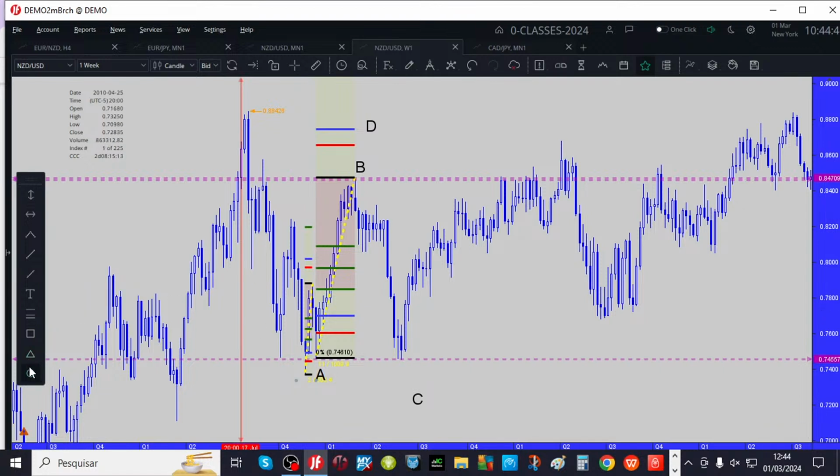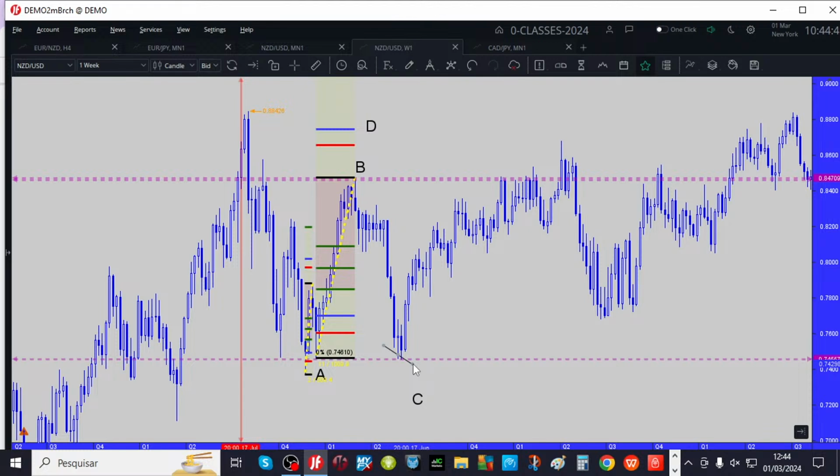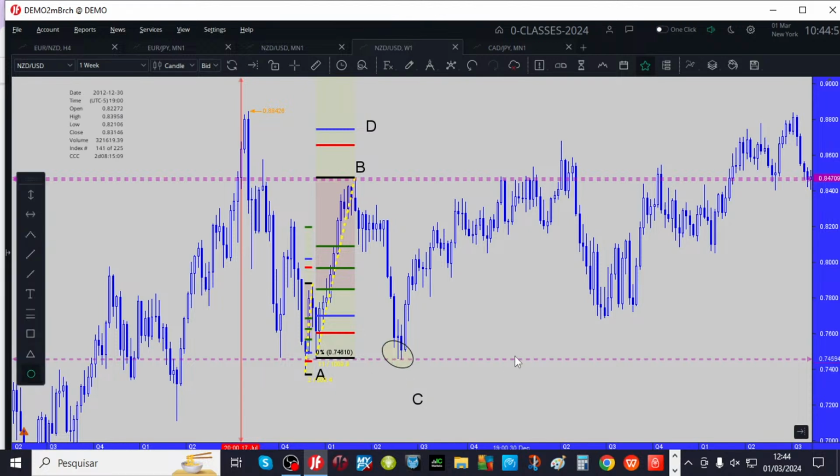Now, which one is our C, everybody? Is the first circle our C, or is the second circle our C? No, everybody, listen up.